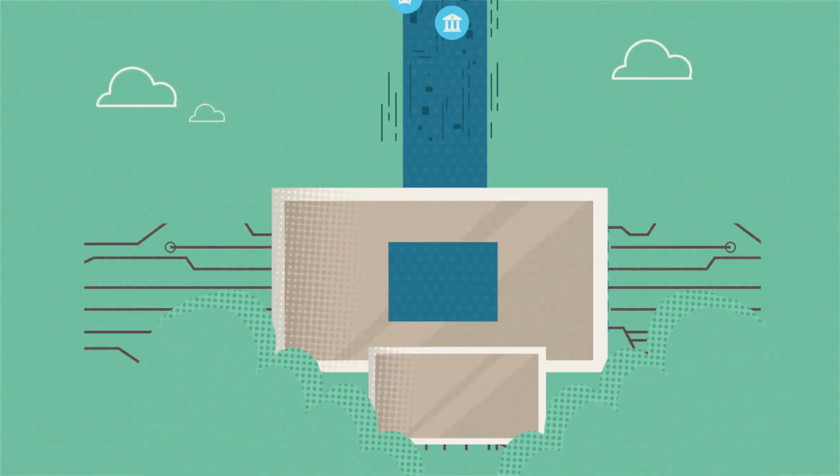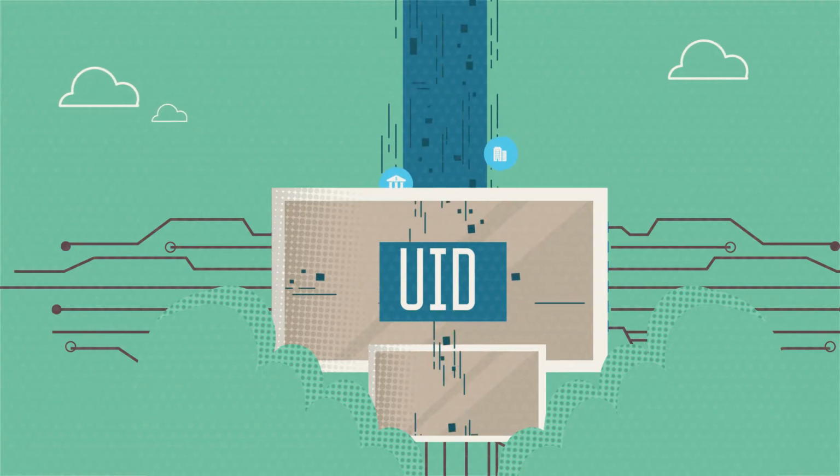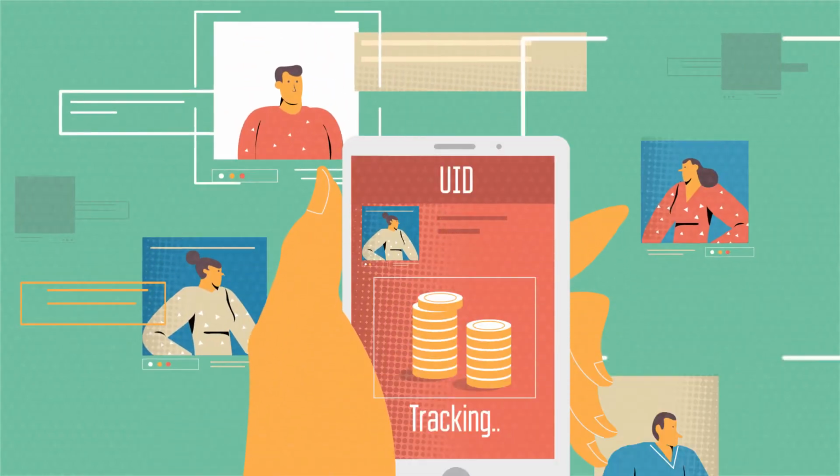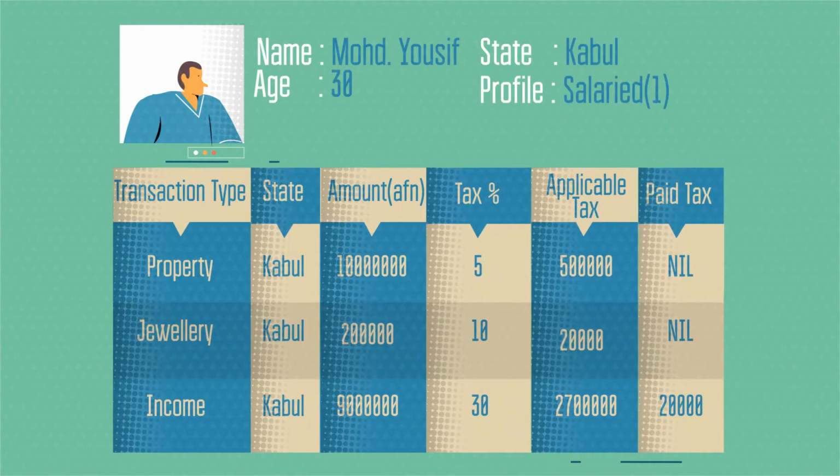Public department systems need to upload their transaction details to this system, which will be tracked by UID. Consolidated MIS will be defined on the basis of this UID, enabling government to track an individual's earning and expenditure.